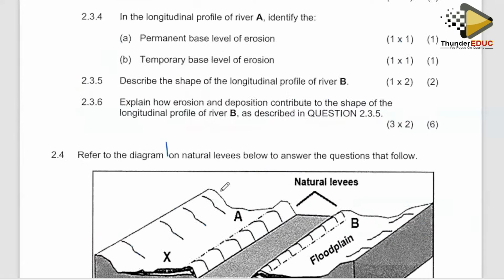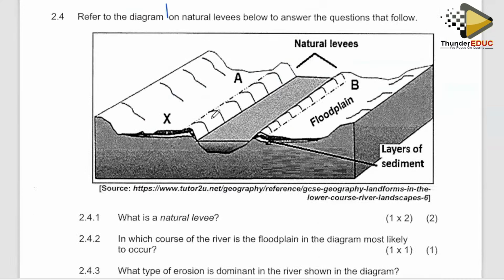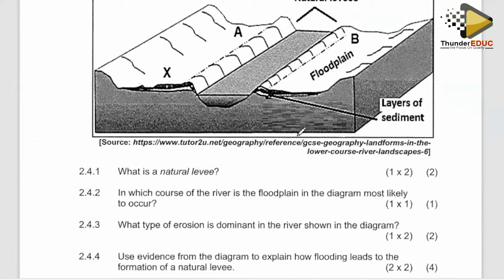Our next question is based on, refer to the diagram on natural levees below to answer the questions that follow. Right, these are our natural levees, and we have our river there, and the floodplain adjacent. It is made up of layers of sediment. What is a natural levee?